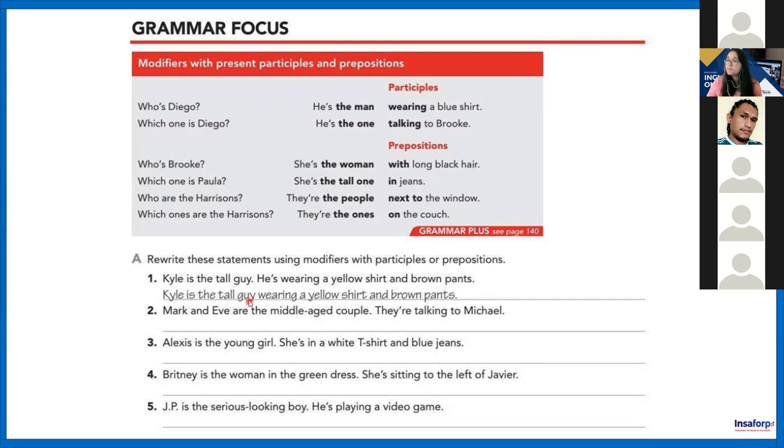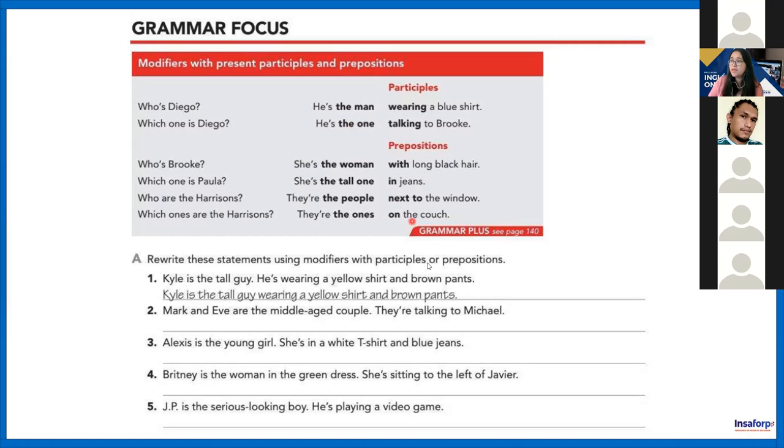Ok. No me acuerdo. Yo lo estoy confundida con one y con once. Ok, one lo vamos a utilizar, por ejemplo, para reemplazar una cosa. She's the one. En este caso estamos reemplazando the woman. Porque estamos hablando de la mujer, right? En cambio acá podemos utilizarlo para hablar en plural. O también acá, en el caso de which one is Diego, él es el que está hablando o él es el que habla. He is the one. O también podemos decir, he is the man talking to Brooke. Pero acá estamos reemplazando this word.